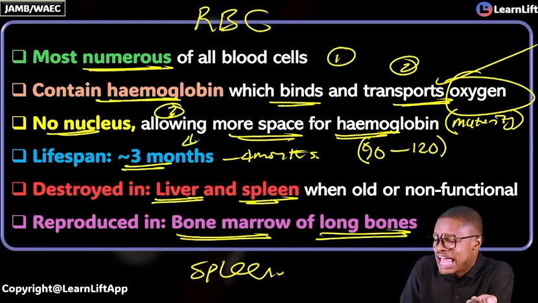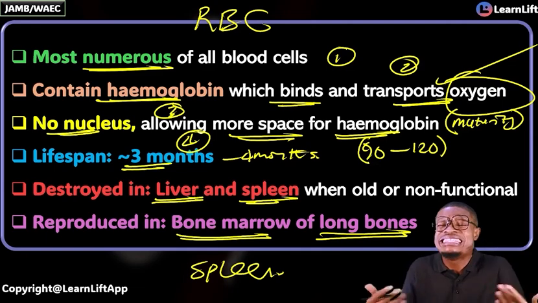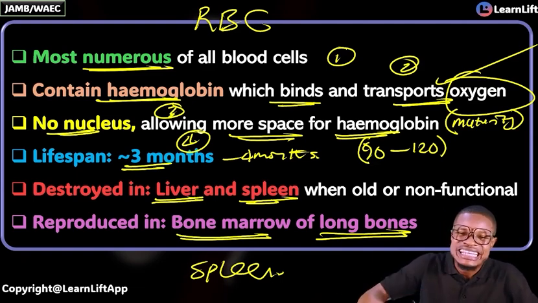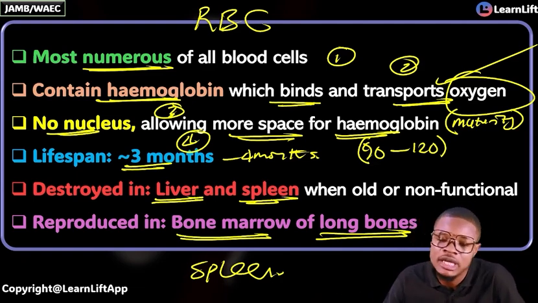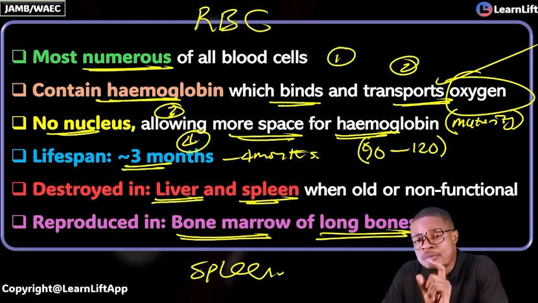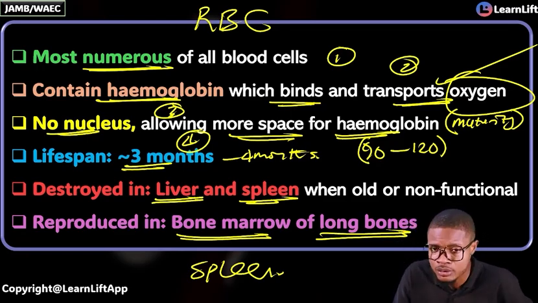Number 4, their lifespan is about 3 to 4 months. That's 90 to what? 120 days. After that, they die. When they die, what happened? They are destroyed in the liver and the spleen. So what's the graveyard of RBC? Spleen or liver? Any of them you see, that's the answer. You are correct. And then where are your RBC produced? They are produced in the bone marrow of long bones, or your long bone what? Marrow. Does it make sense?